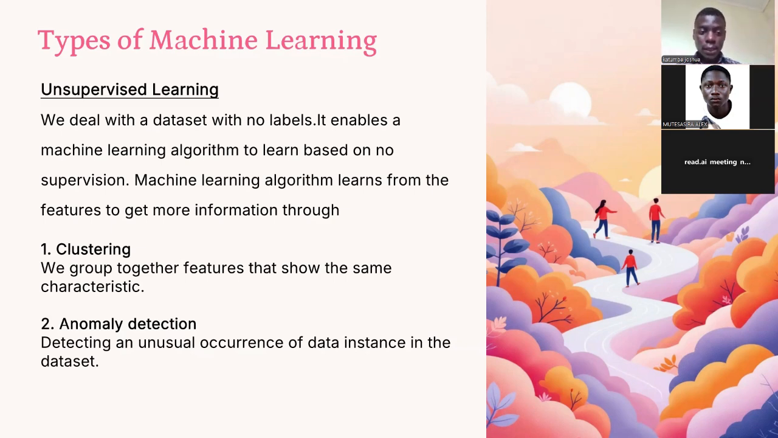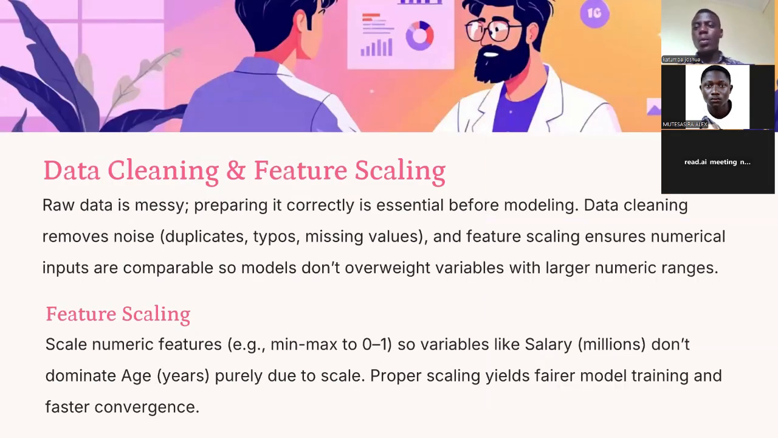Then we have anomaly detection. Anomaly detection, you're detecting unusual occurrence of data instance in a data set. For instance, they use this a lot to detect fraud, whereby the bank can have the normal flow of transactions. Then one day, they get a very unusual transaction. Like, something must be going on. So that's anomaly detection.